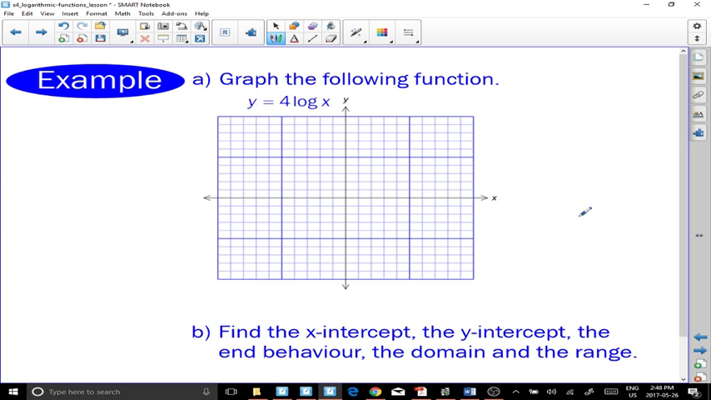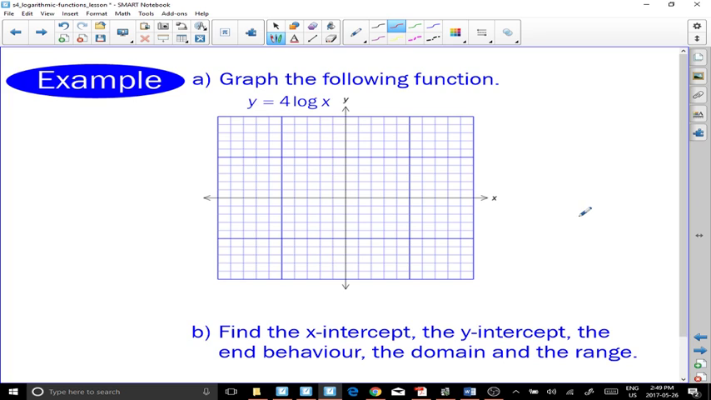If there's no base, what's the base? 10. The base is 10. So because the base is 10, I'm going to tell you something. It makes sense if our x values are powers of 10. So that means that x could be 1, x could be 10, x could be 100. We can make a nice clean table of values if we use powers of 10 as our x values. We can use other values, it's just not going to be nice.